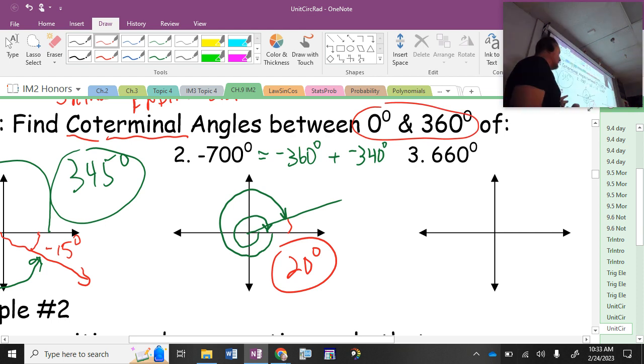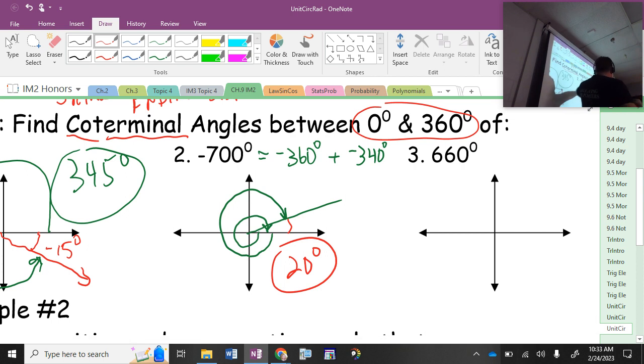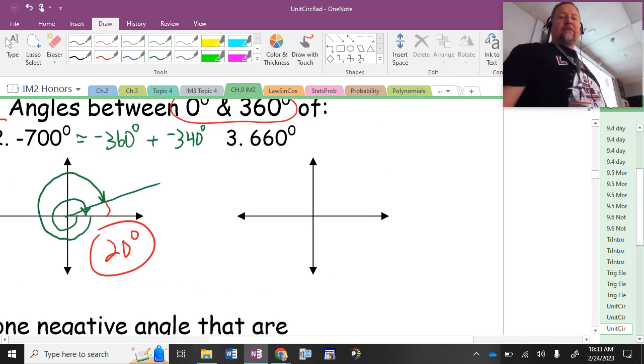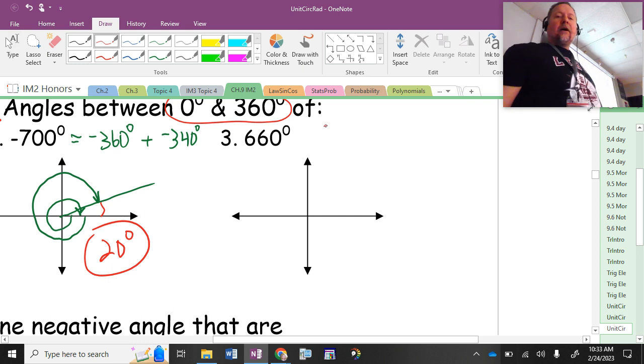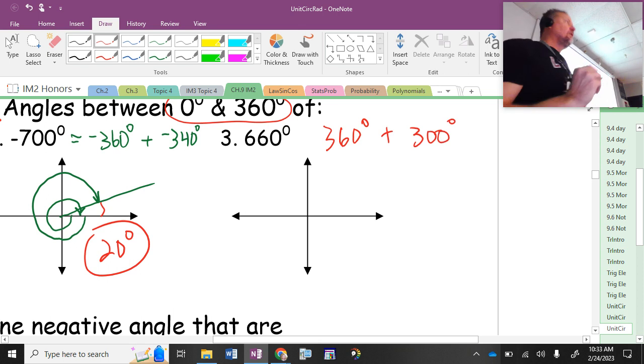That's an angle that lands in the same spot. So this person had a lot of fun. Whee! This person, I'm just going, all right, I'm done. But we're facing in the same direction, so we have a similar ending point. All right, 360 plus 300. Where does this land? What quadrant? 3, 2, 1, go.